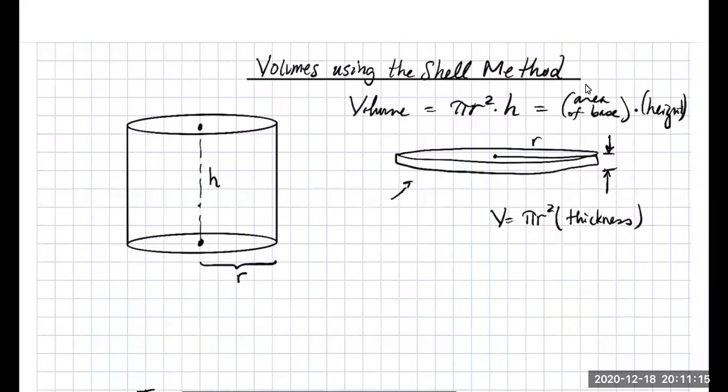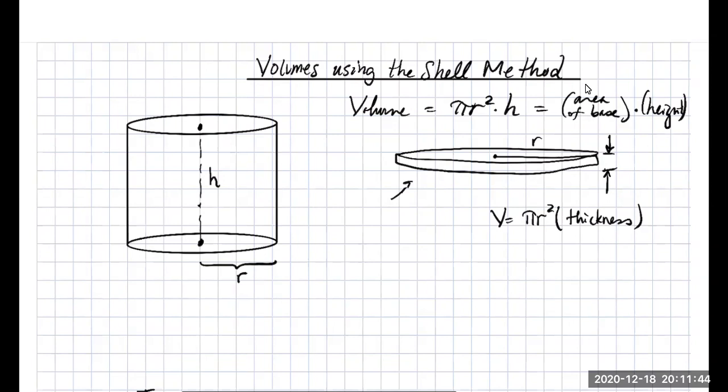Notice in this case, because it's so thin, instead of referring to the height as the height, we call it the thickness. But the volume of it is still the same. It's the area of the base, pi r squared, times the thickness. Still the height, but when it's such a thin disk, we usually refer to the height as the thickness.